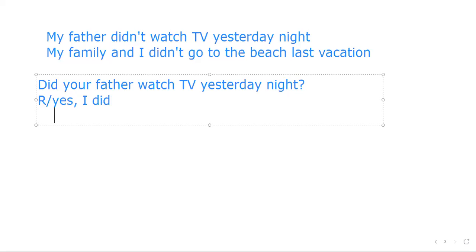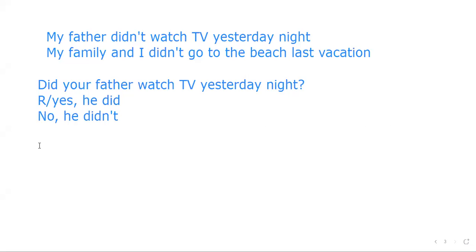Or negative. Yes, he did. No, he didn't. Yes, always with the auxiliary verb. If you want to say a long answer, you can say, yes, my father watched TV yesterday night. But if you want to say the short one, you can say, yes, he did, or no, he didn't. Great. Any question, any doubt?